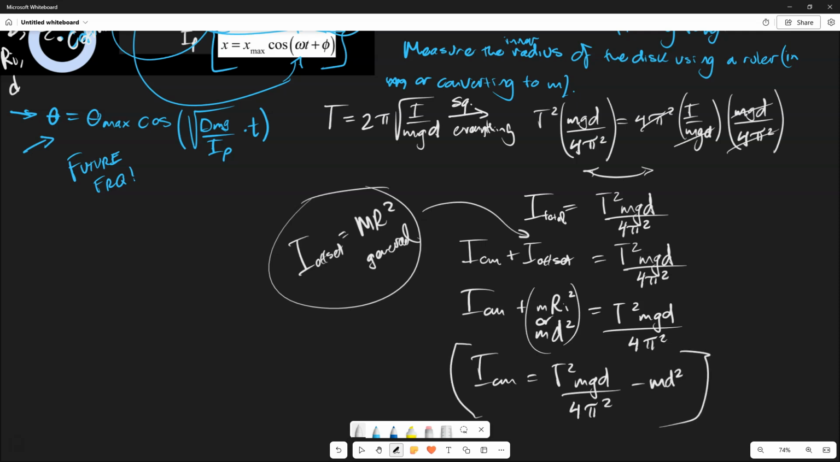Don't extend this fractional symbol over to the next term on the right-hand side. It should not extend over there. But that's how you would go about isolating for your moment of inertia or rotational inertia for the center of mass for this kind of object. And that's how you would think about this. And so this is the second in the series dealing with physical pendulums.